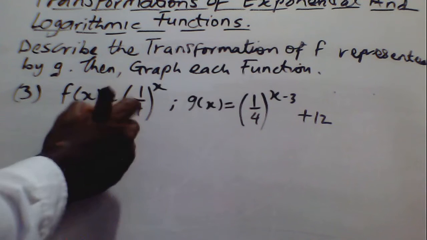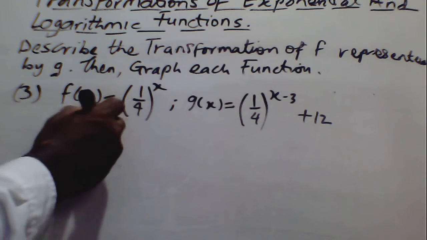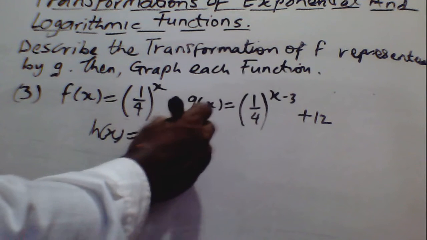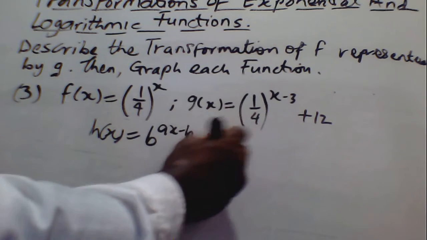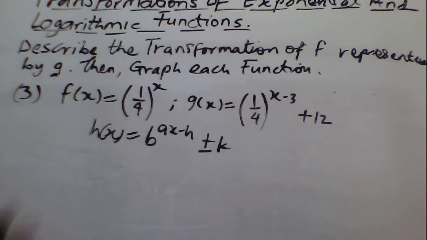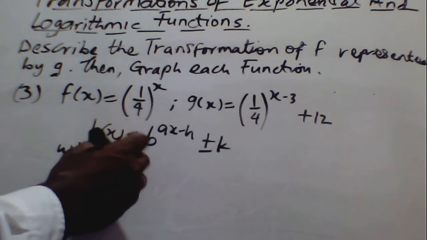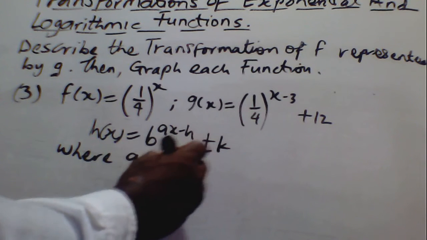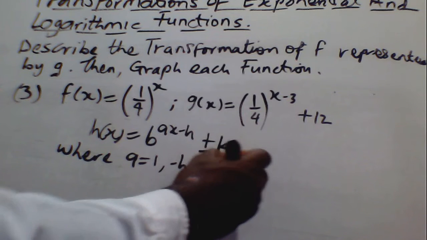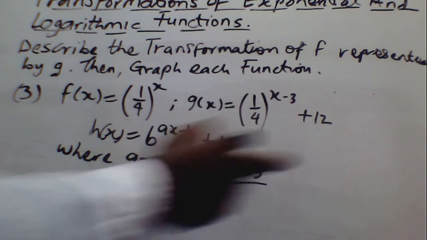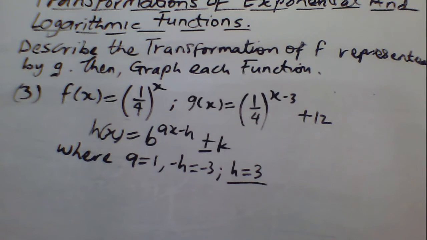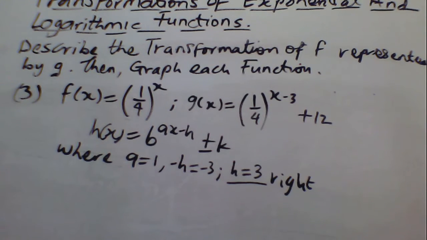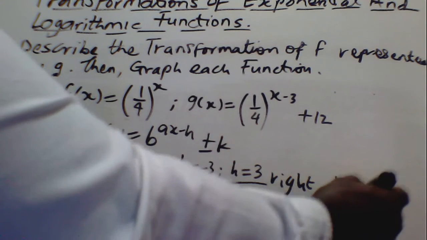If you look at it, you see that g is of the form g of x is equal to b raised to power a(x minus h) plus or minus k. In this case, a is equal to 1, so there is no change. Minus h is equal to minus 3, so h is equal to 3. So it will move to the right. And in this case, k is equal to plus 12.